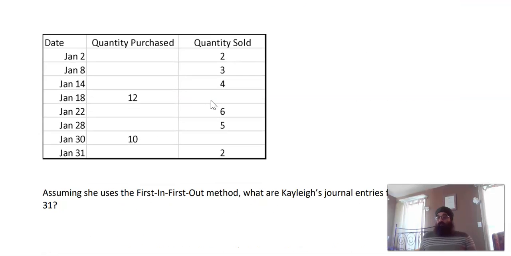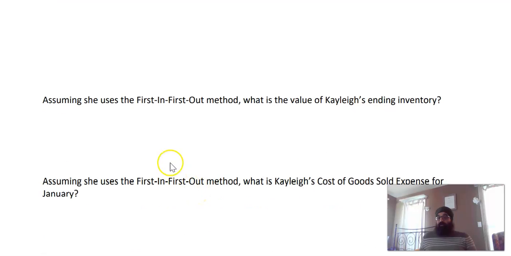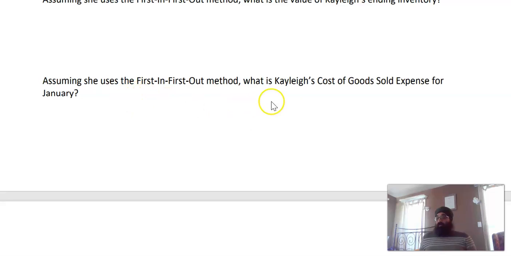Then you have your first in, first out method, and again, you want to create the subsequent columns: quantity on hand, details, unit or total cost, right? So something like that. Again, journal entry for those 2 dates again. Ending inventory should come straight off your table, and COGS expense, we just add up all the sales at the individual time.